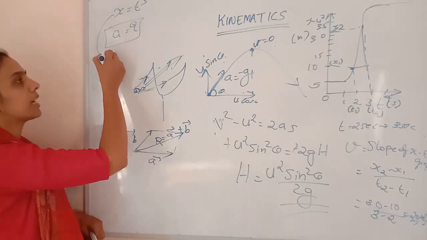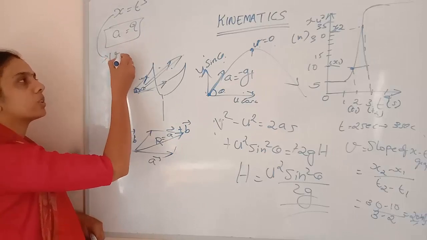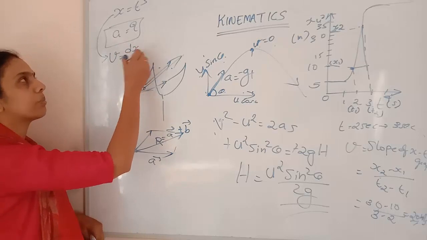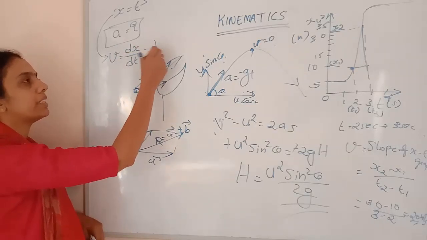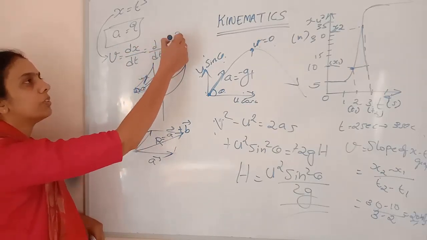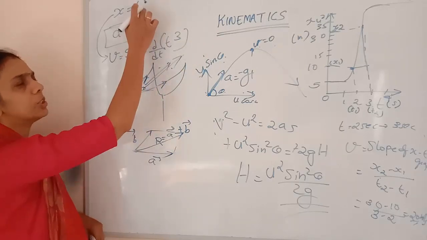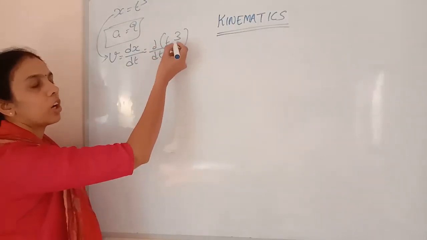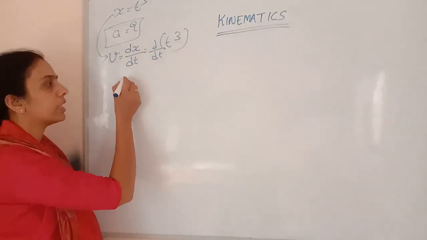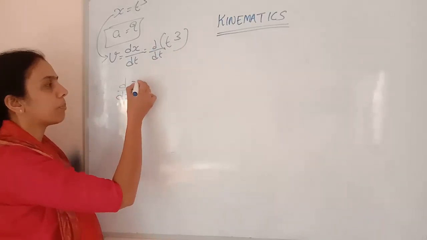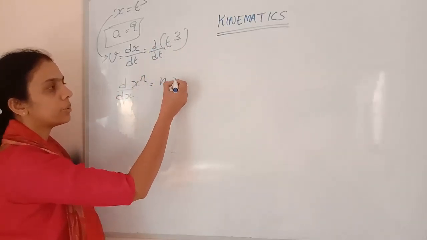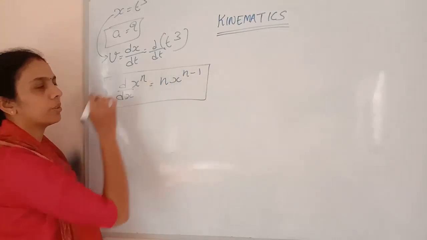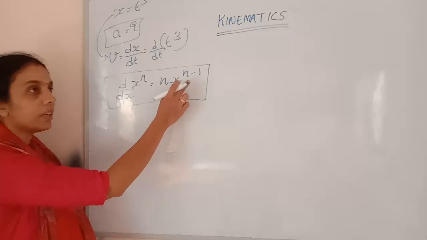So position is given as t cube. First we can find out the velocity. How can we find out the velocity? v equals dx by dt. So d by dt of t cube we should do, because x is t cube, right? Now velocity is d by dt of t cube. How can we find out? d by dx of x to the power n is n into x to the power n minus 1. This is the differentiation formula. n into x to the power n minus 1.